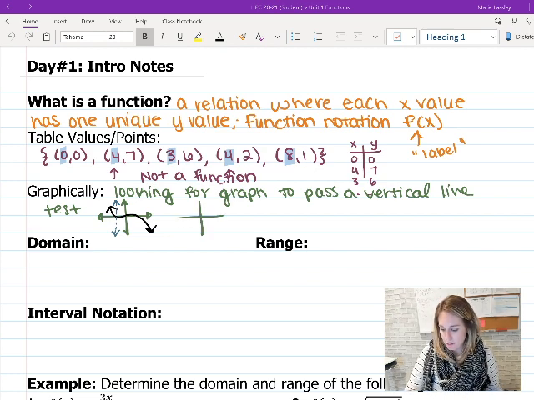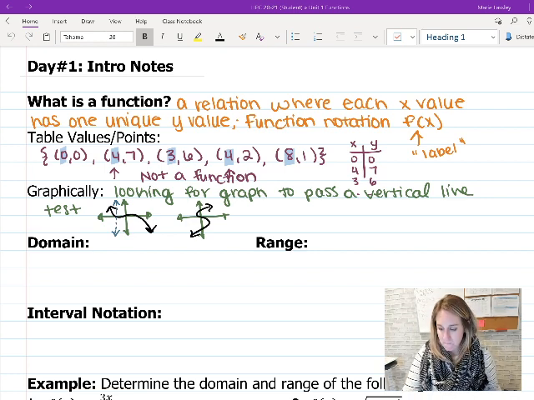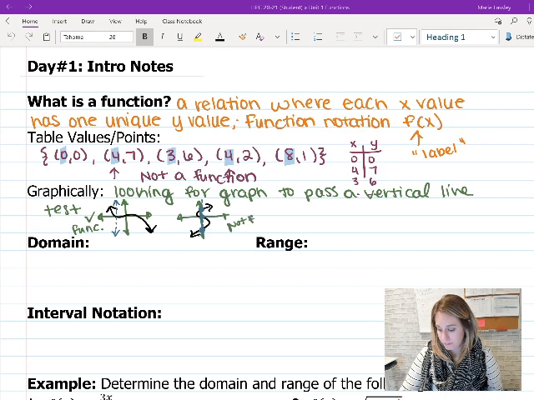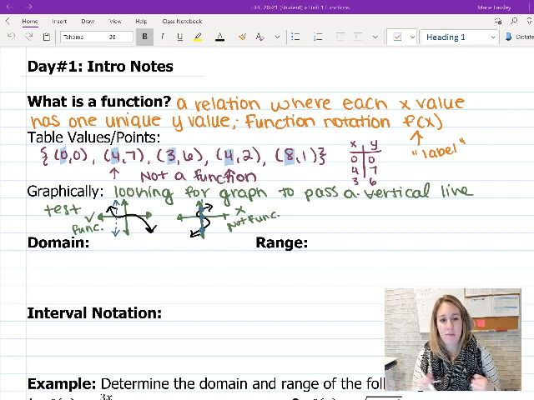So if I had something like this, and I drew my graph and I went like this, and I were to draw a vertical line, see how it crosses? It crosses here, here, and here, three places. This is definitely not a function. So this is a function. Check. This is not a function. No. So those are your two easy checks to figure out if something is going to be a function or not.